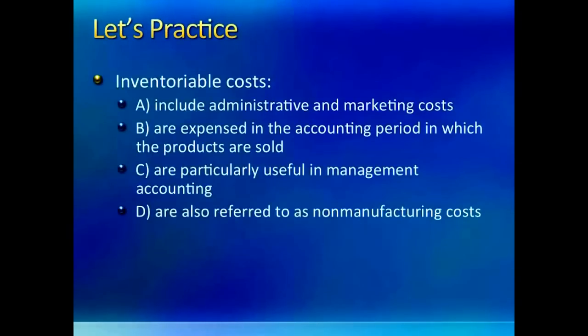Let's look at one more. What are inventoriable costs? Inventoriable costs are those costs which are expensed in the accounting period in which the products are sold. So B is the correct answer. Remember, inventoriable costs are those that follow the inventory, which means they follow the product, which means if the product does not get sold, they stay as inventory. So they would be expensed in the accounting period in which the product will be sold. All other options are wrong.